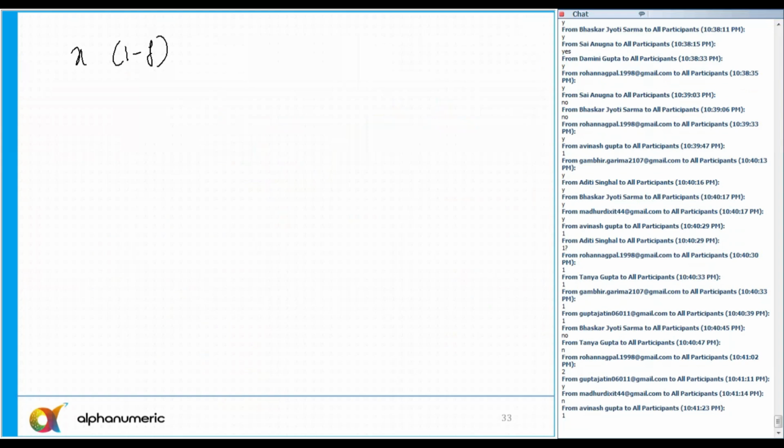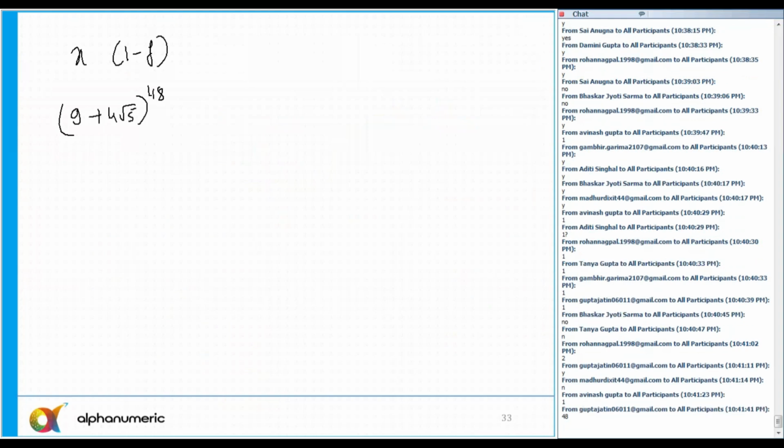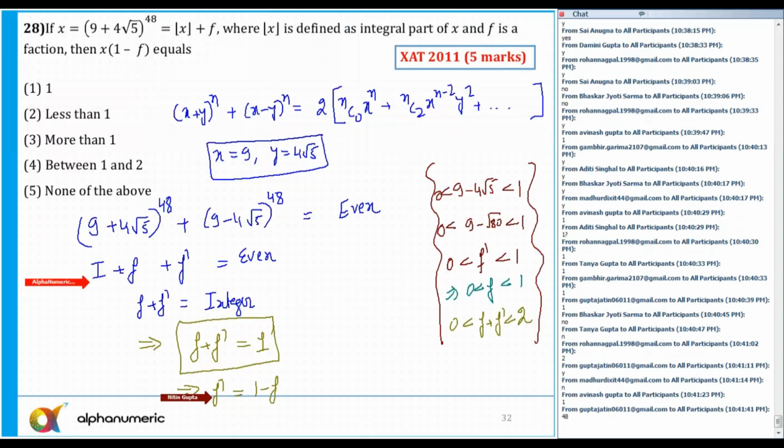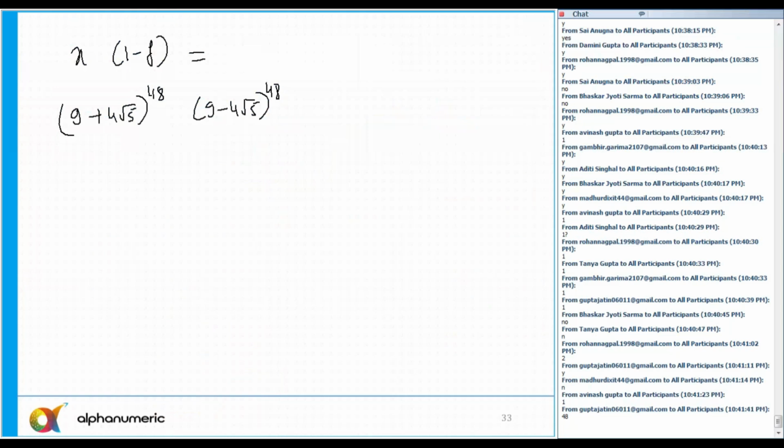Now x is equal to nothing but 9 plus 4 root 5 raised to power 48. And 1 minus f is equal to 9 minus 4 root 5 raised to power 48. Why? Because 1 minus f is equal to f dash, that we know. And we have calculated that f dash is 9 minus 4 root 5, isn't it? We have assumed f dash is equal to 9 minus 4 root 5. So I substituted these values here.